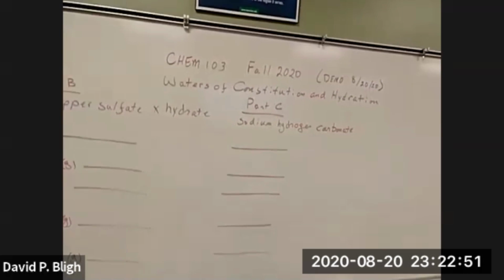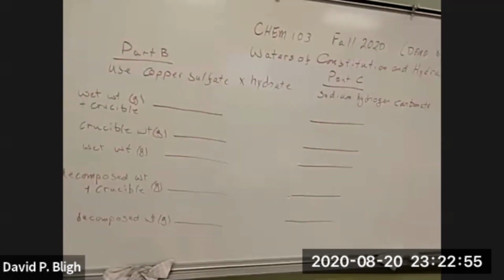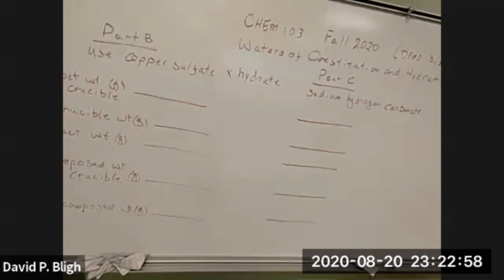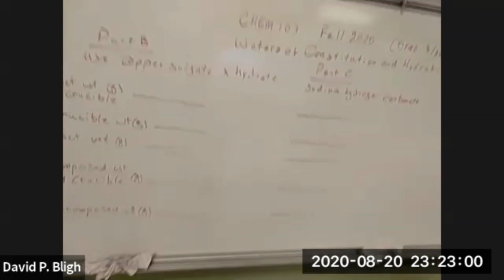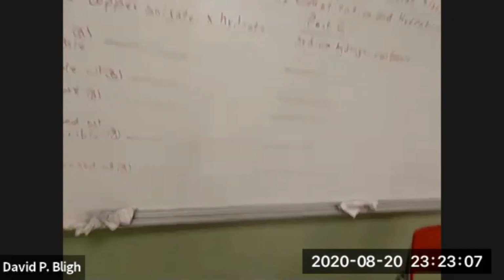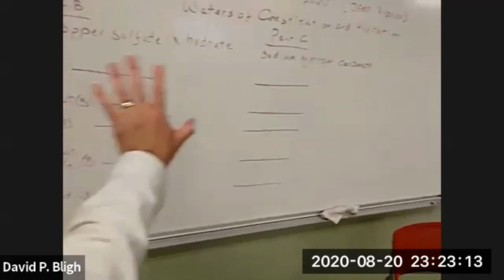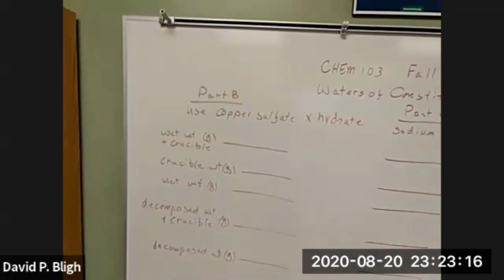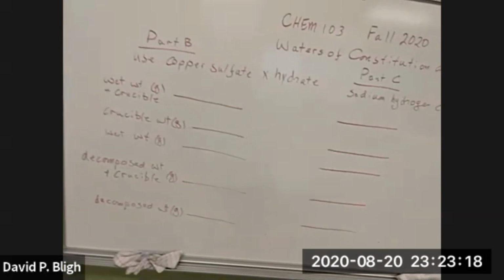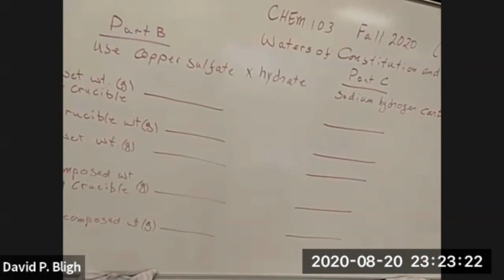This is the Waters of Constitution and Hydration lab, and I've set up a table here, and this is what you should do in your lab notebook. In addition to writing a little introduction, safety, and procedure, you need a place to put your data, and this is a good way to do it. Set up a table, just like this, and put blanks in there for information that you're going to collect.